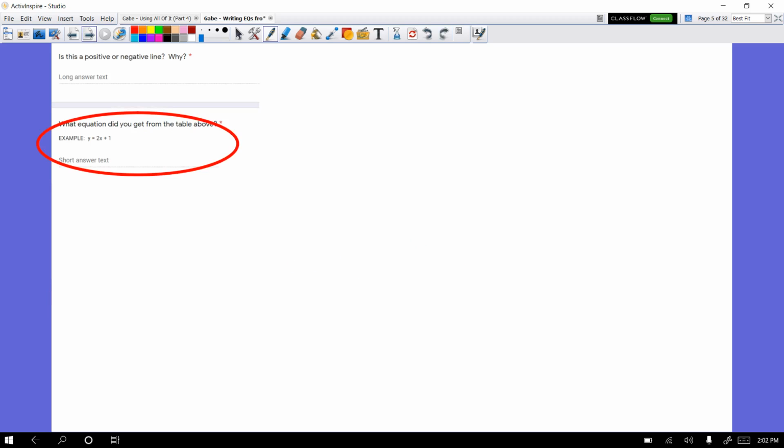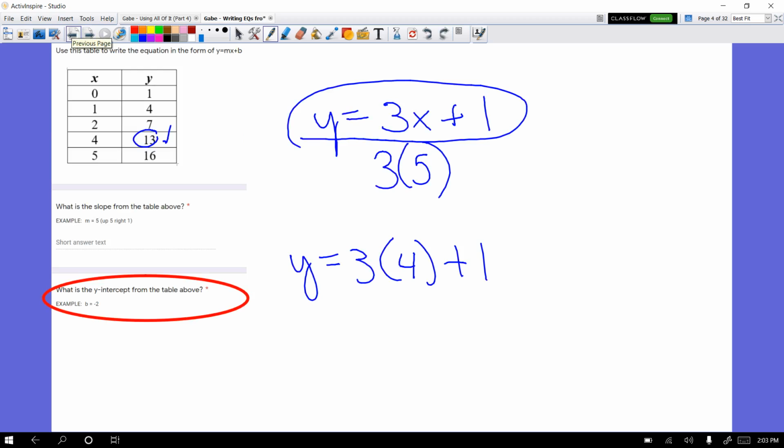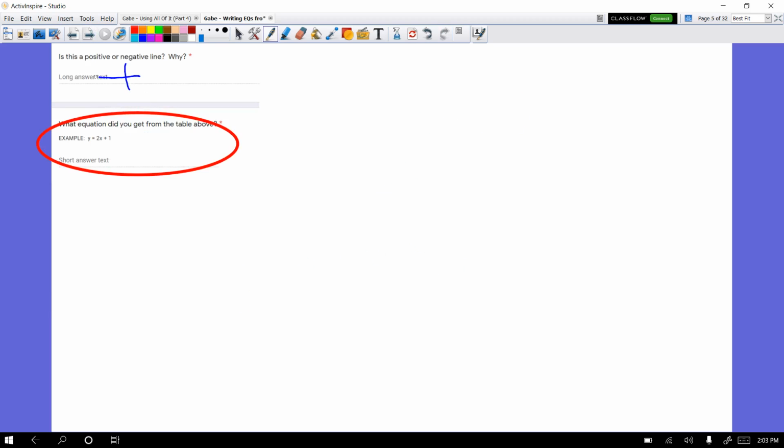And is it a positive or negative line? Well, it was increasing by 3, so we had a positive line. And you said because there were no negatives, which is another way to say that it was positive. And what equation did you get from the table above? Y equals 3x plus 1. So you nailed it on the 3x. You know it's a positive line. All we have to do is be able to substitute and then find out, does the result match the table?